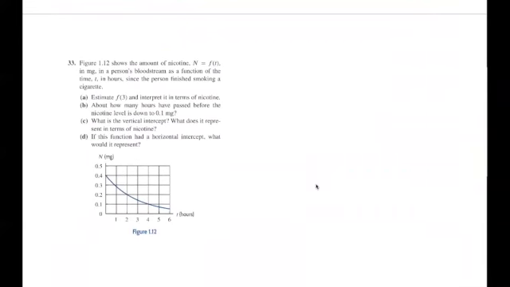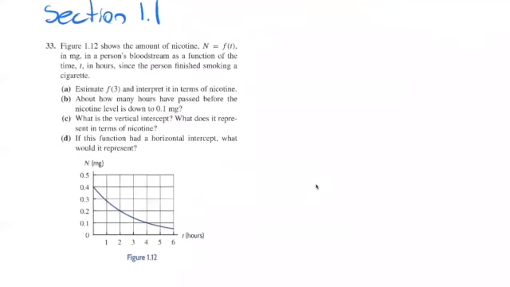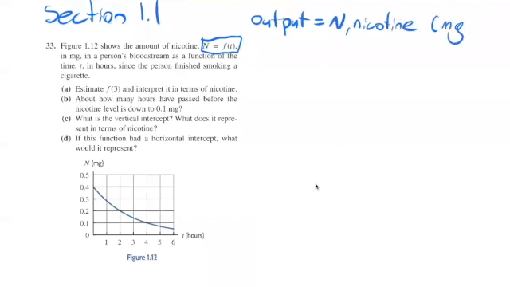So this is also from section 1.1 of Functions and Change. This is question 33, and here we're asked to read a graph and interpret what's going on in the graph. So we've got N equals f of t. This means our output is N, which is nicotine in the bloodstream, and we're measuring that in milligrams.